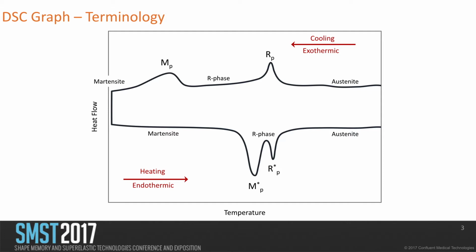And then on the bottom, the endothermic reaction, or the heating reaction, goes from martensite. We revert the martensite, which is M star P, and then the R-phase reverts to austenite, which is R star P. Again, I'll be talking a lot about MP and M star P, the formation of martensite and the reversion of martensite. The top one controls the upper plateau stress. The bottom one controls the lower plateau stress, and the difference between the two is the hysteresis, basically.